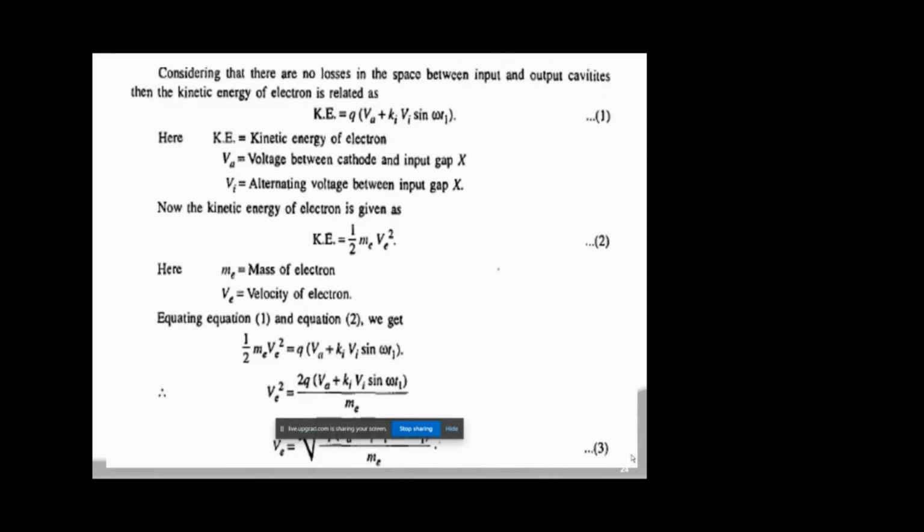Also, the kinetic energy of the electron is given by half mv squared, and all of you know the meaning of half mv squared. Here m is the mass of the electron and v is the velocity of the electron. Now equating equation 1 and equation 2, solve the resulting equation in terms of v after equating. It's better if you solve this in your copy, because otherwise it's very difficult to understand the derivation.